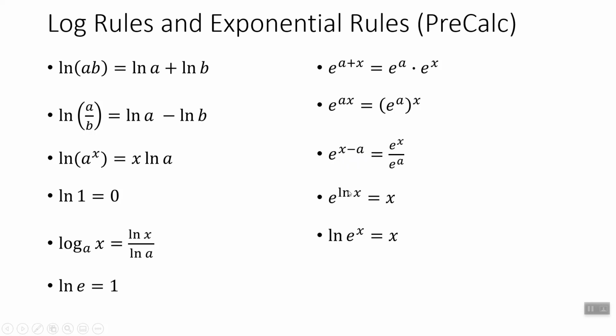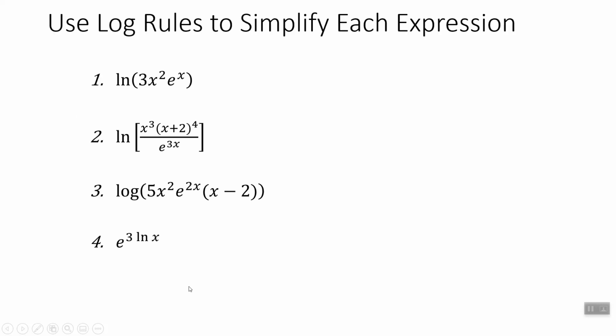e to the ln of something, they cancel each other out, and they just give you what was inside the ln. Same with the reverse order. Really, this x comes down, and ln of e is just 1 from this rule over here. All right, so some examples.